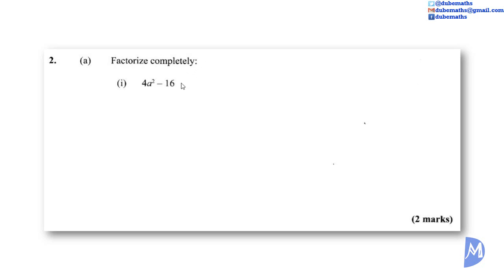Factorizing by HCF gives the HCF of 4a squared and 16 is 4. I multiply 4 by a squared to get 4a squared, and I multiply 4 by 4 to get 16. A squared minus 4 is difference of squares, and we will get a minus 2 multiplied by a plus 2. So this is the solution when you factorize completely.